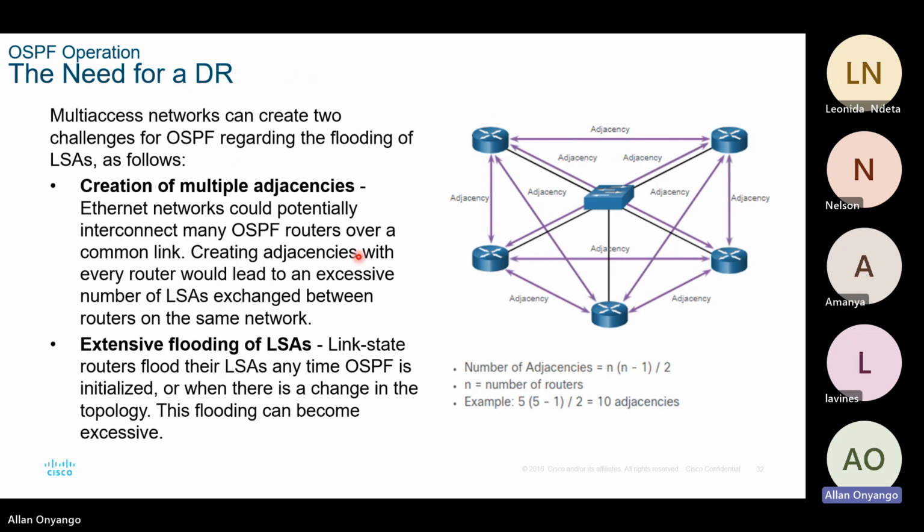Now, this is an example of a multi-access network. You realize that this is a network where routers have been connected together using a switch. See? Switch here in the middle. Okay. And so you realize that every router in this topology must establish an adjacency with every router. Okay.